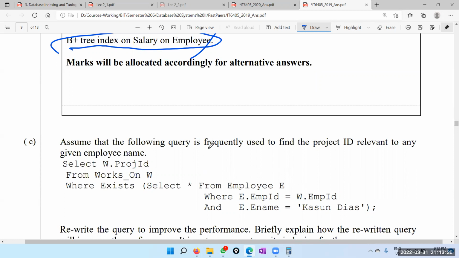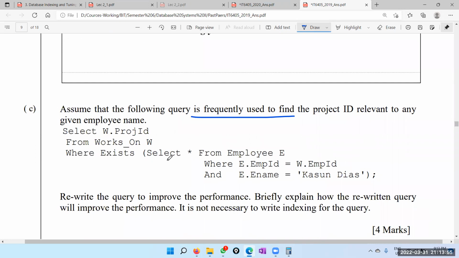Assume that the following query is frequently used to find the project ID relevant to any given employee name. When you give the name, they want to find the project ID. Right? So this is a complicated query. They use exists also. So ultimately you need the project ID.